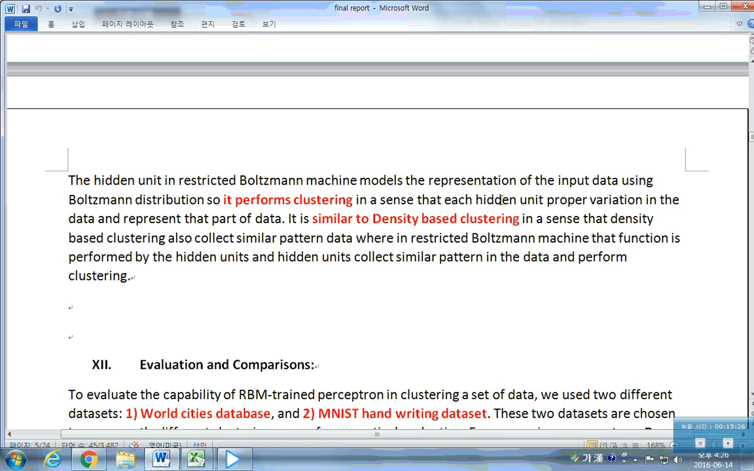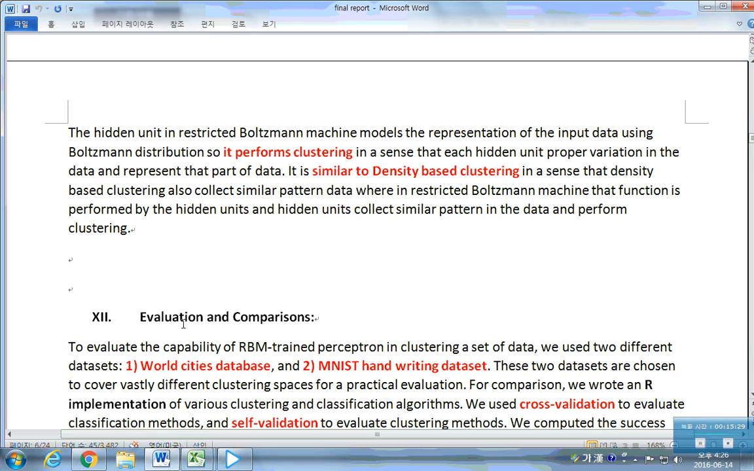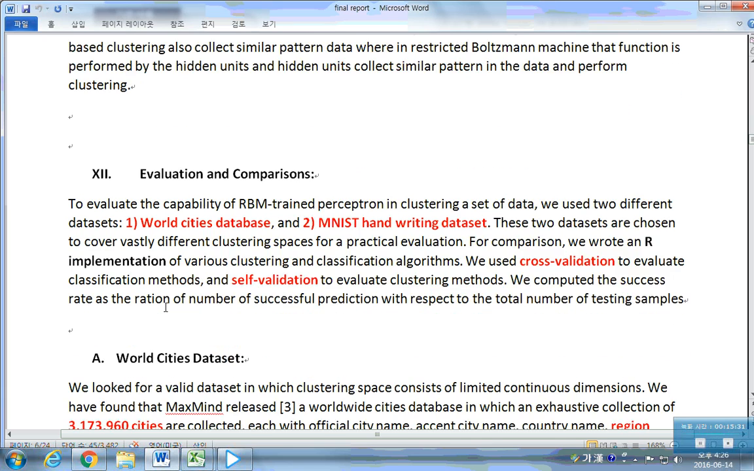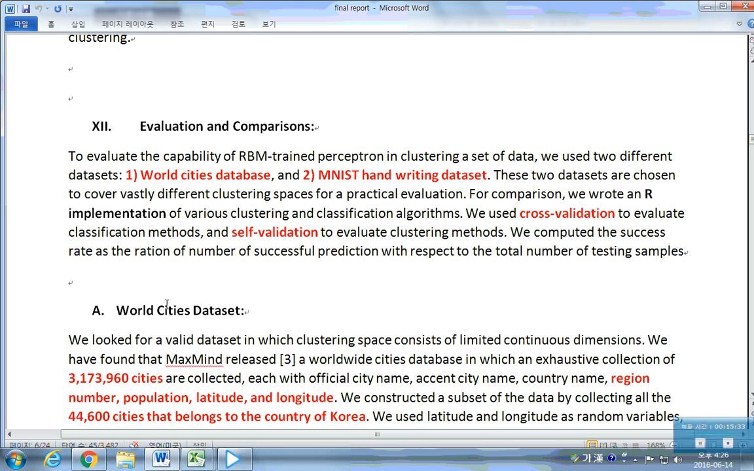So now let's go to the evaluation. I will try to explain what we are trying to do in the evaluation in more detail. We need a data set to experiment on. Usually people use MNIST, which is a handwritten data set, and they use it to evaluate a classification problem. And here we are interested in a clustering problem, but we still use this data set.